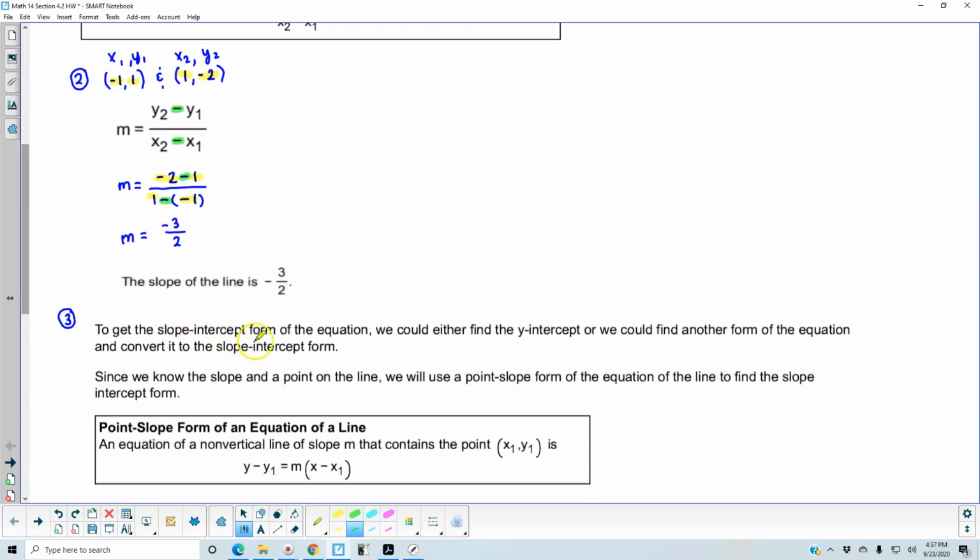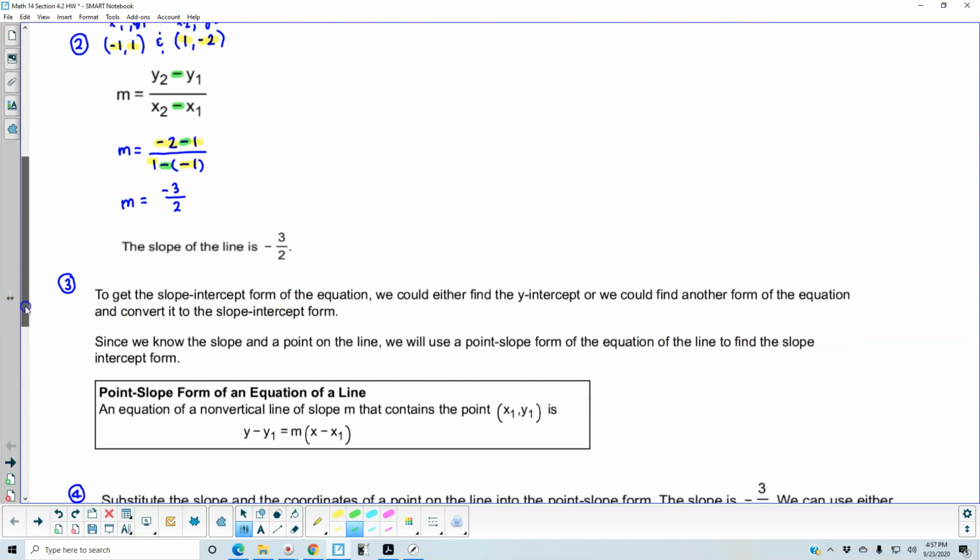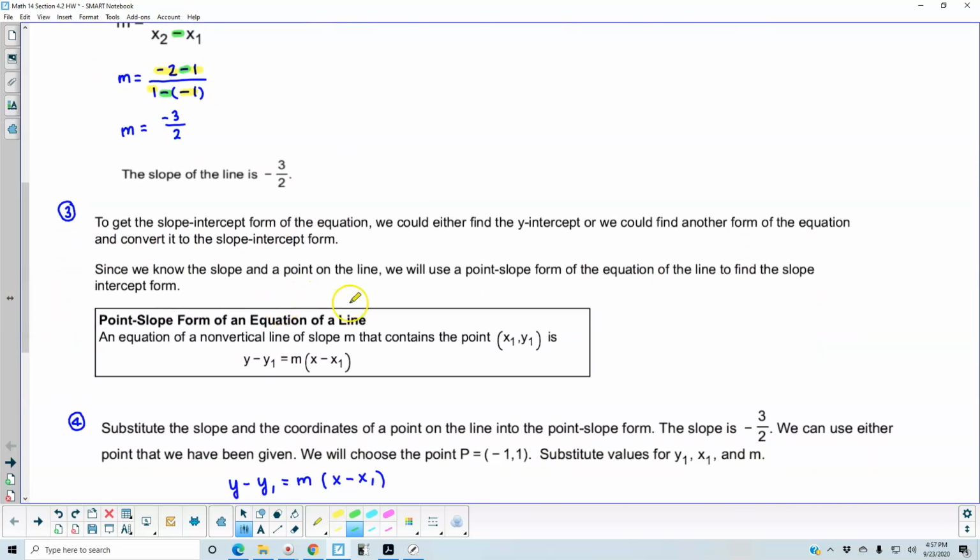Now, to get the slope-intercept form of the equation, we could either find the y-intercept or we could find another form of the equation and convert it to the slope-intercept form. Since we know the slope and a point on the line, we will use the point-slope form of the equation of the line to find the slope-intercept form. Point-slope form of an equation of a line: an equation of a non-vertical line of slope m that contains the point x1, y1 is y minus y1 equals m times x minus x1.